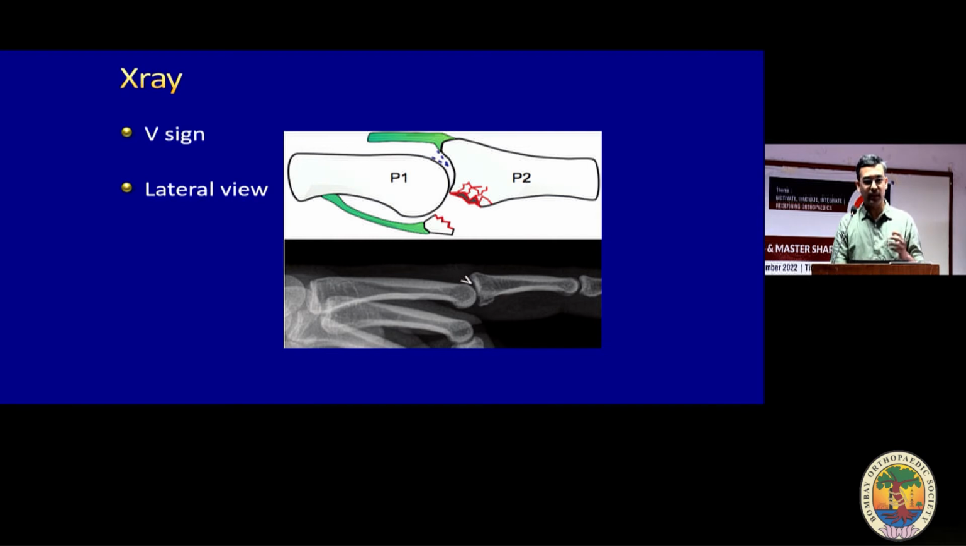On an X-ray, if you really can't find anything, you can take a comparative view of the other finger, the middle finger or the ring finger, and compare them, or you can look for the V sign. The V sign is actually formed on the dorsal aspect, and if it's there, something is wrong with the joint and it needs to be addressed.